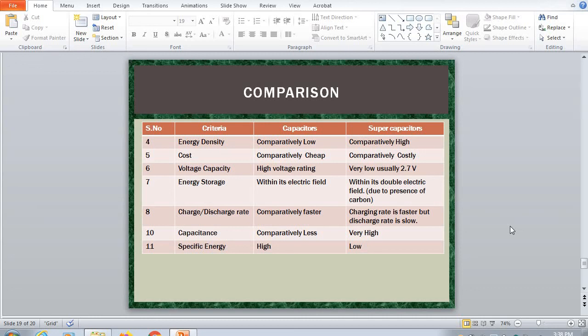Specific energy, in case of capacitors it is high, whereas in case of supercapacitors it is low. These were some of the comparison criteria among capacitors and supercapacitors.